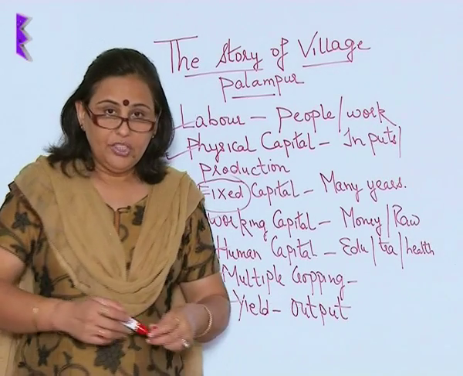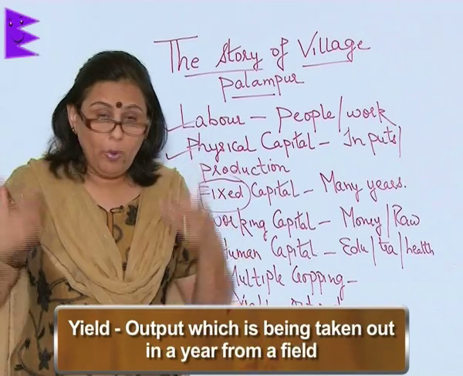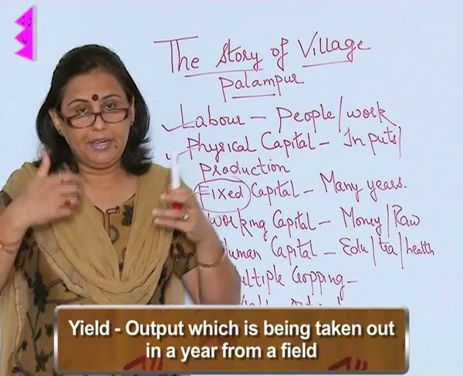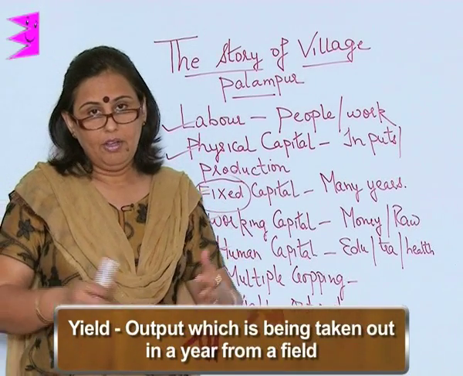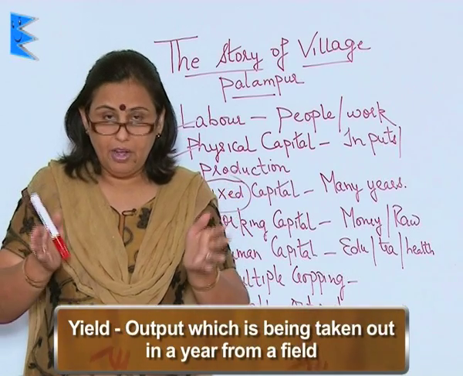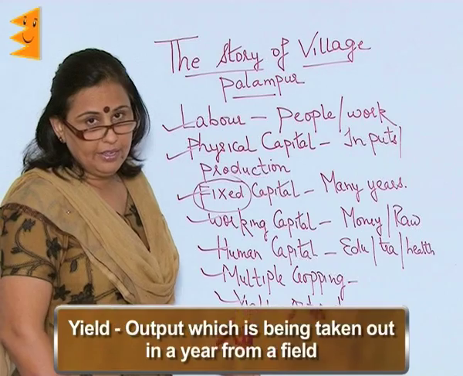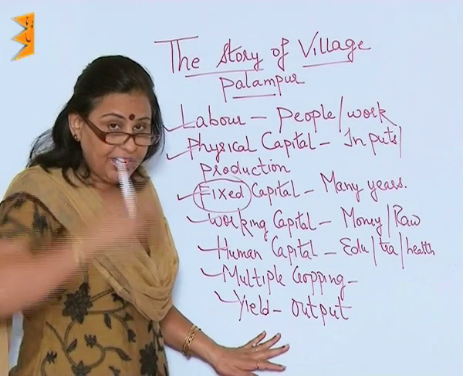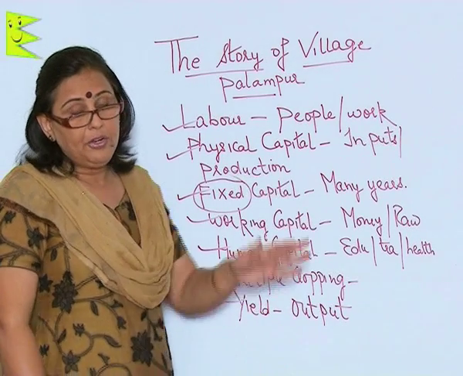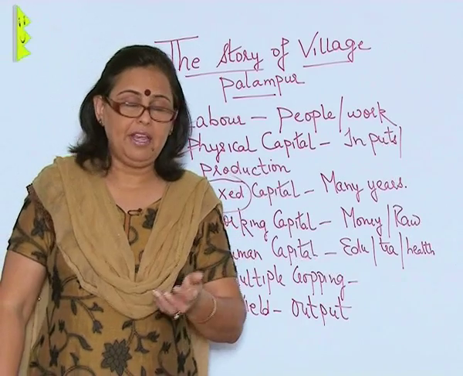Yield. Yield means the output which is being taken out in a year from a farm, from a field, is called the yield. That is, how much potential does it have to actually give in a year.